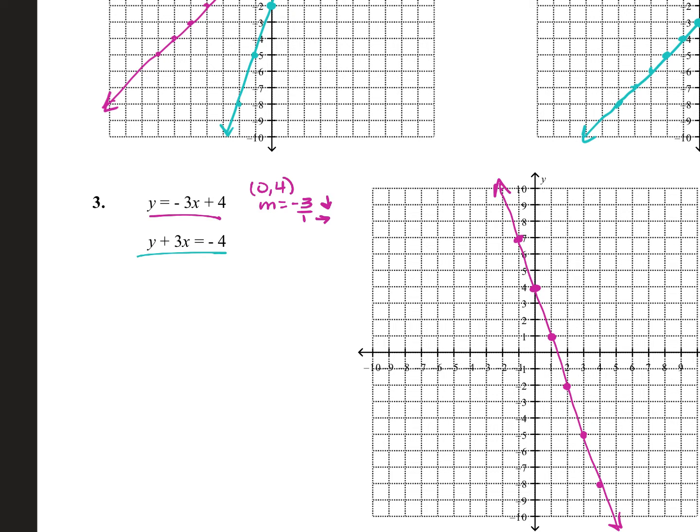If we look at that y plus 3x is equal to negative 4, subtract your 3x over, and that gives you y is equal to negative 3x minus 4. So this one gives you the ordered pair to start at 0, negative 4, and then the slope of negative 3, or negative 3 over 1. So down 3 to the right 1. 0, negative 4 is here, down 3 to the right 1, or up 3 to the left 1.